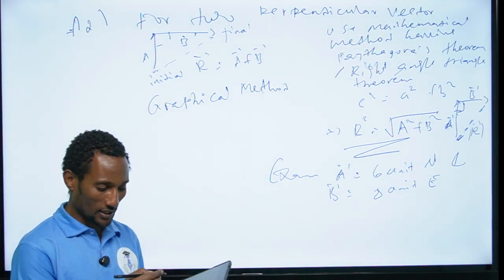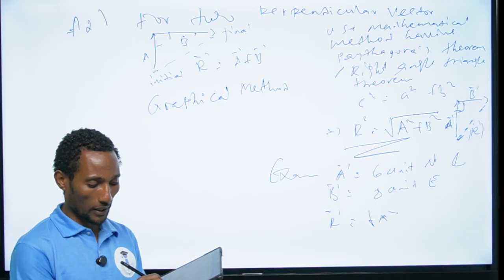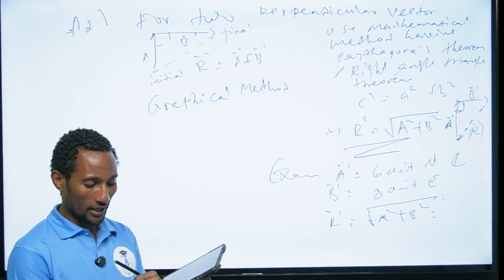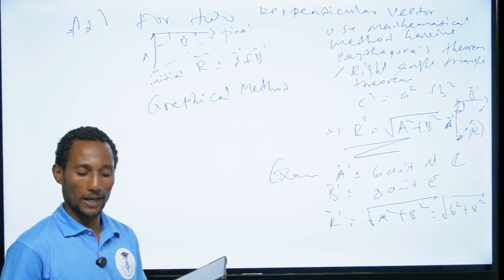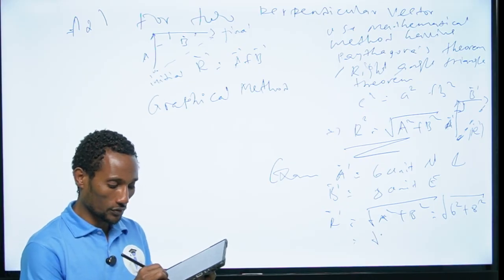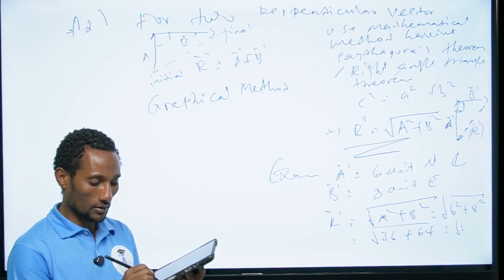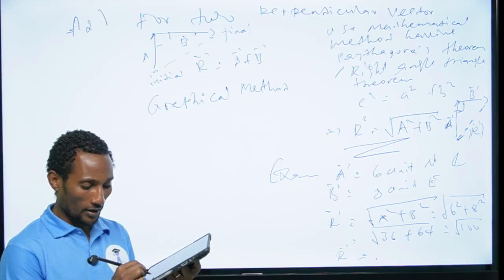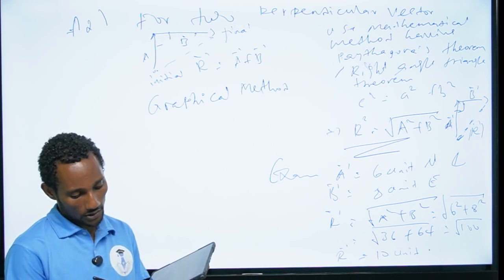By having this, the resultant of these two vectors is the square root of A square plus B square, which is the square root of 6 square plus 8 square. Then the result is the square root of 36 plus 64, which is 100. The square root of 100 is the resultant of these two vectors, which is 10 units to the northeast.